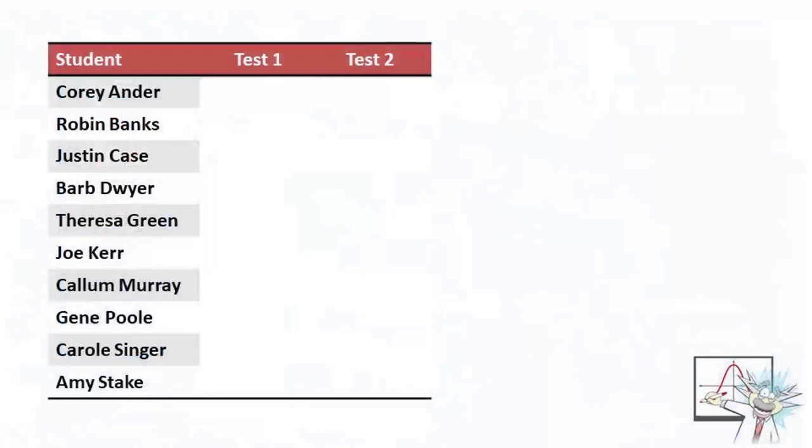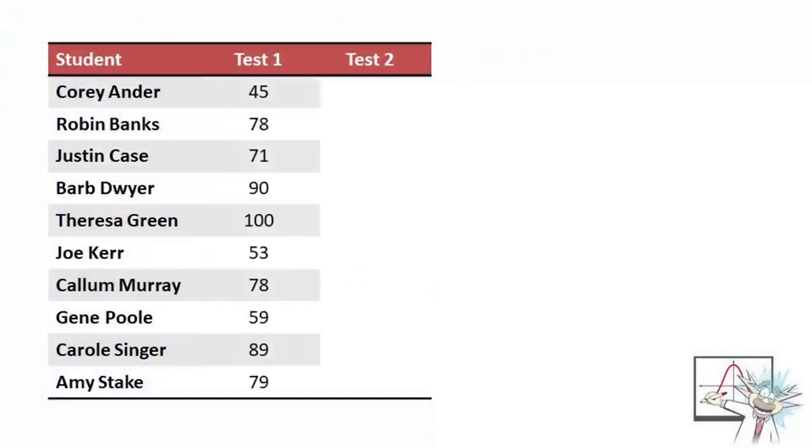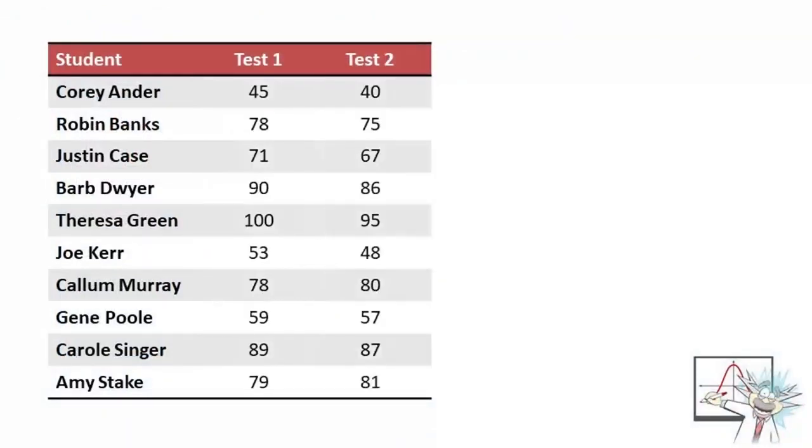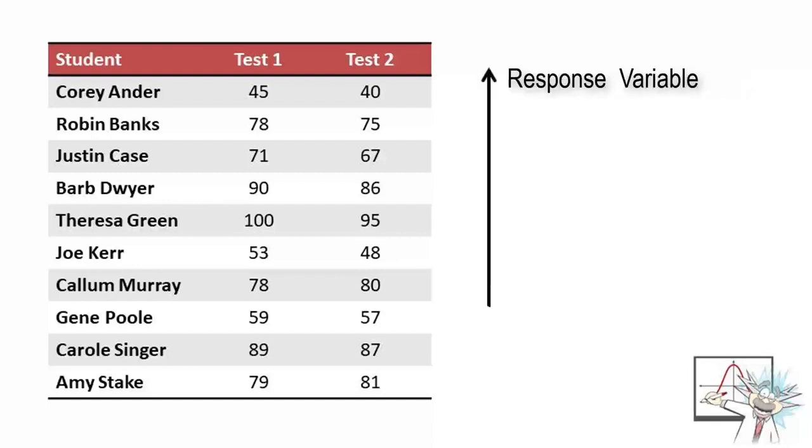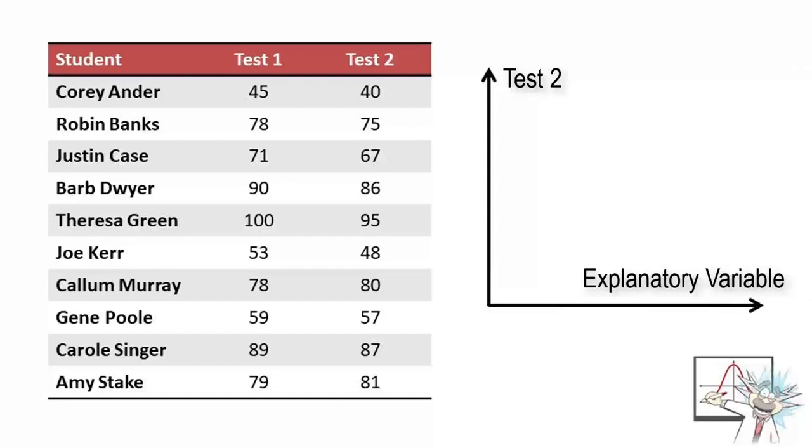I have some test scores here from a group of students. We want to find out if there is a correlation between the two tests. We need to set up a set of axes where on the vertical axis is the response variable, which in this case is test 2. On the other axis, the explanatory variable is test 1. It's important that we actually do a plan like this so we've got a clear picture as to what we are doing.